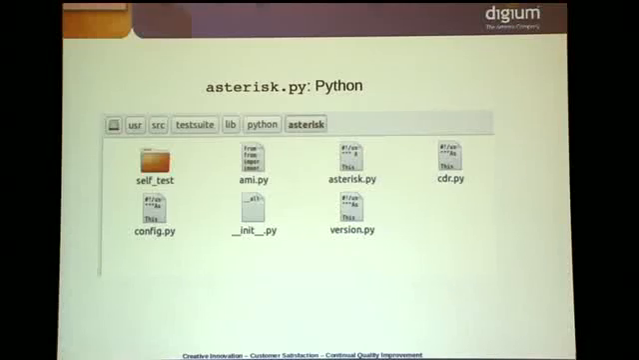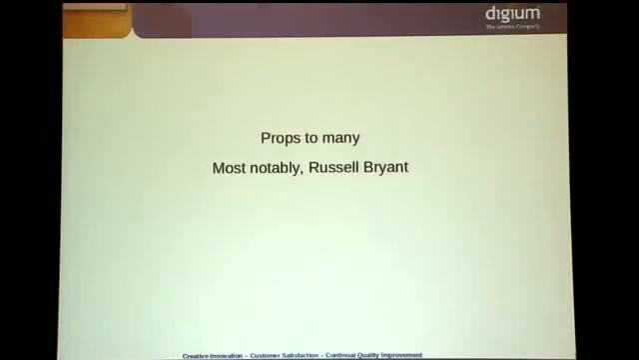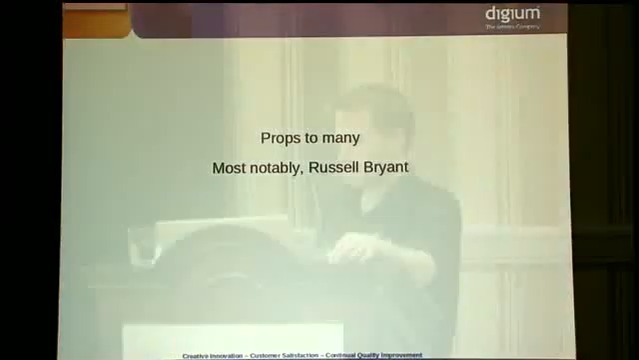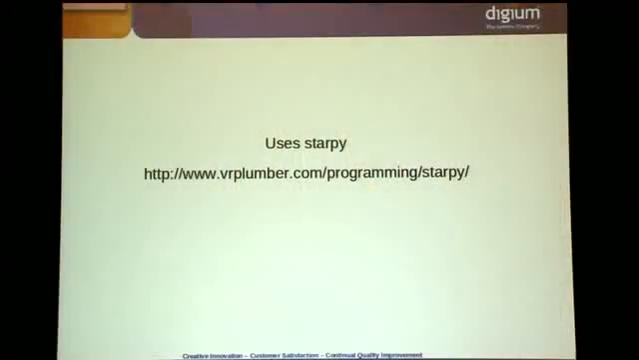So there's a whole bunch of Python files that have helper functions for helping you to write in Python. And this was mostly written by Russell Bryant, although there were several other people who contributed to this as well. If you want to learn about writing tests in Python with Asterisk and you want to use the Asterisk test suite to do it, we use StarPy pretty heavily, which is just a Python interface to the Asterisk FastAGI and Manager.